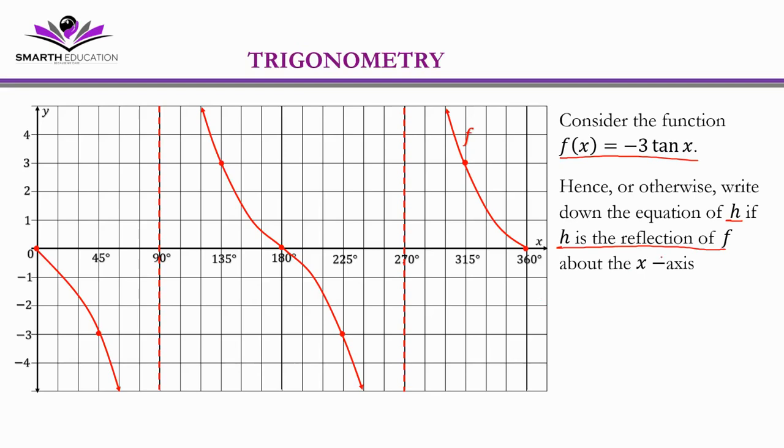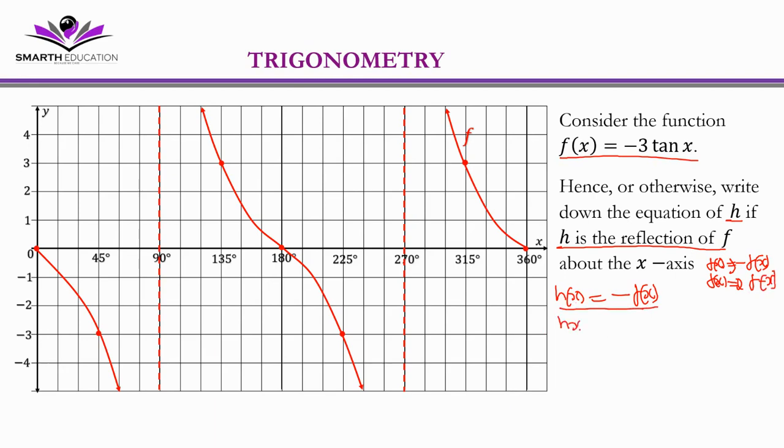So we're reflecting f of x about the x-axis. So it means h of x is equal to negative f of x. We are reflecting f of x about the x-axis. Just remember that reflection about the x-axis, f of x becomes negative f of x. And then reflection about the y-axis, f of x becomes f of negative x. So this is a reflection about the x-axis.